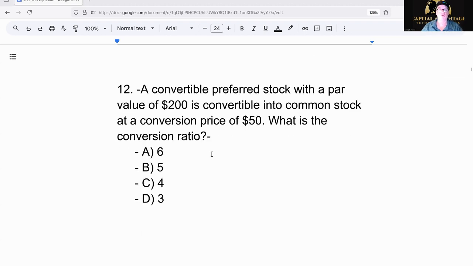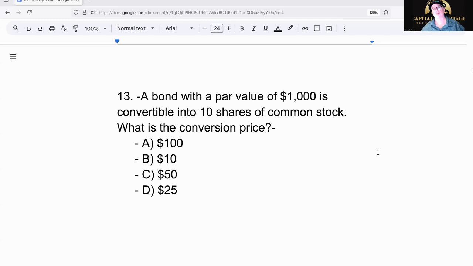A convertible preferred with a par value of 200 is convertible to common stock at 50. So what we're going to do: 200, that's your number. 200 divided by 50 is 4. That means our ratio is 4. So just remember, it's par divided by the conversion price. I'm not sure if I stopped the recording, so I'm going to redo some of these.